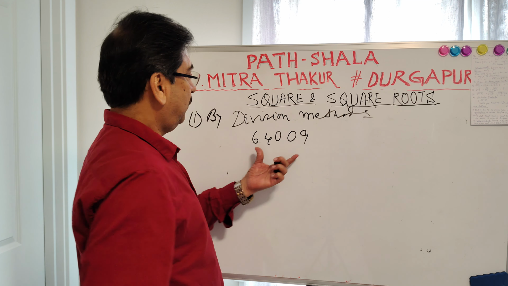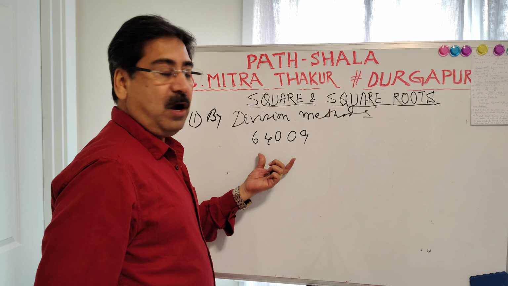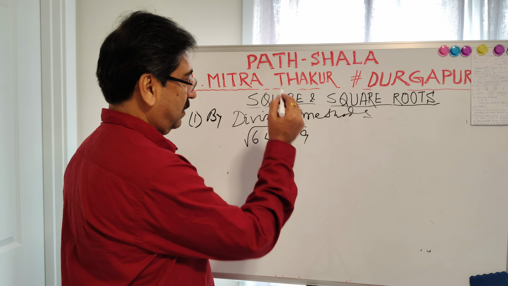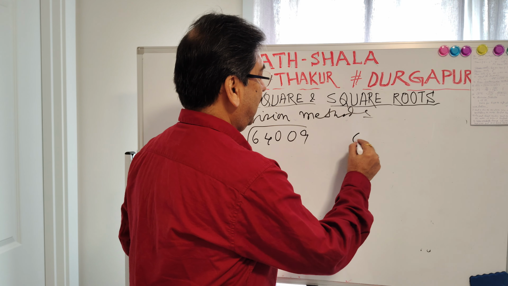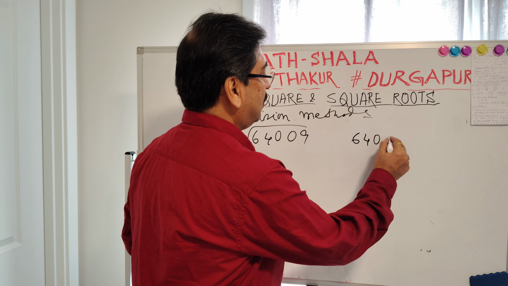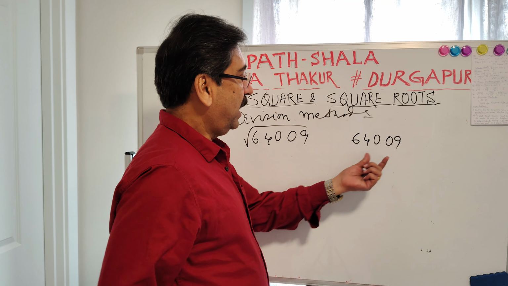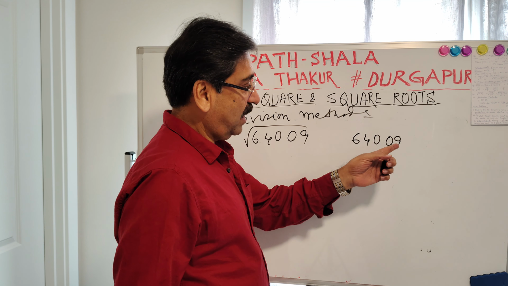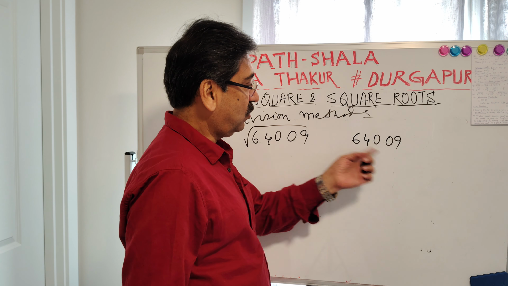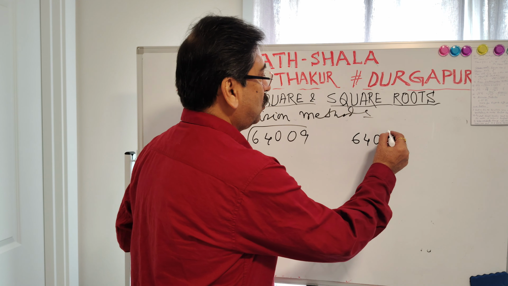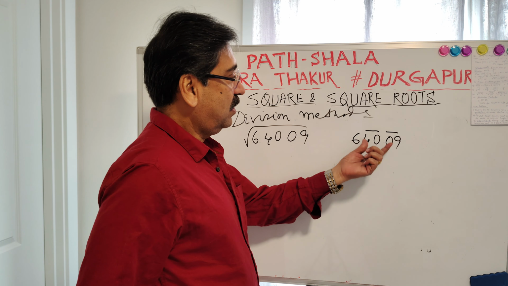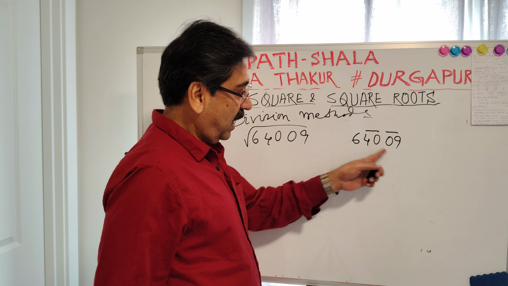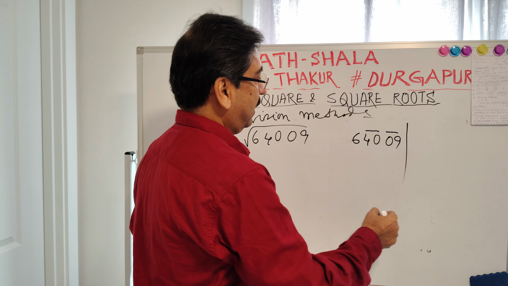Suppose 64009 is such a big number. I will take the square root of this number by the division method. How will we do it? You just write 64009. First, you make pairs from the right side, coming to the left side, from right to left. So this is a pair, this is a pair. First, you mark the pairs from right to left and make a line here.